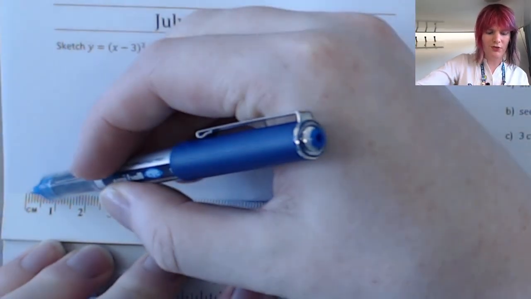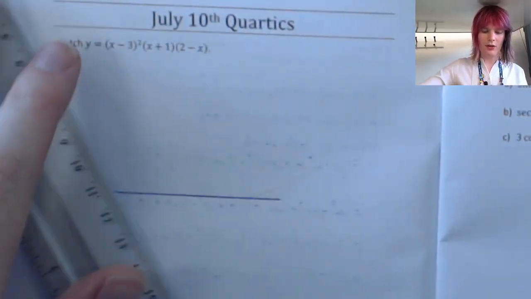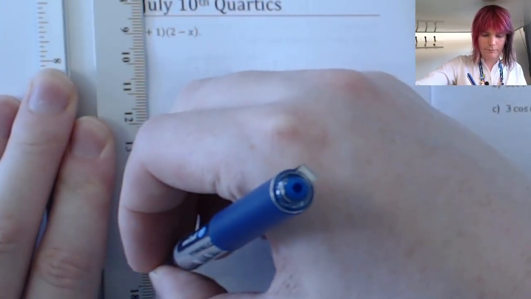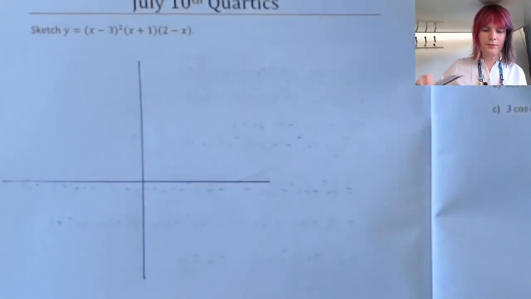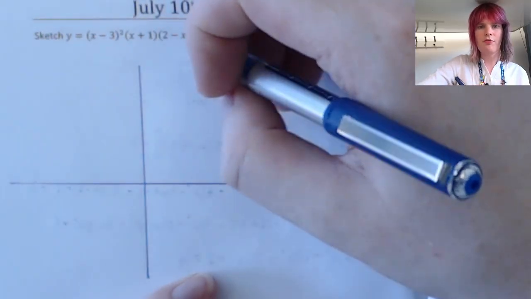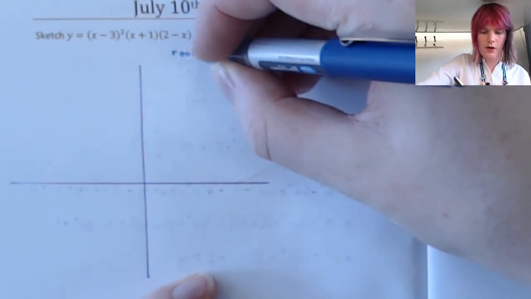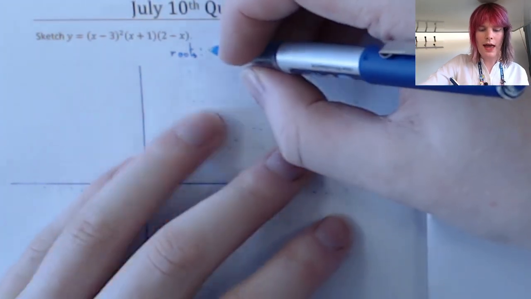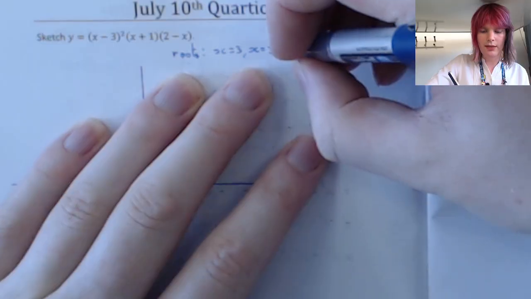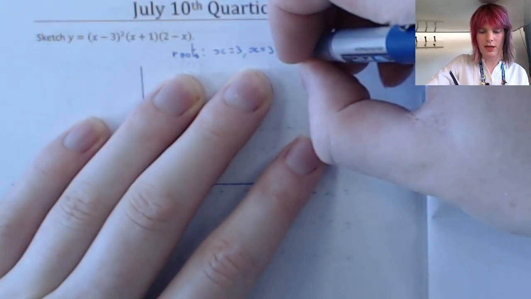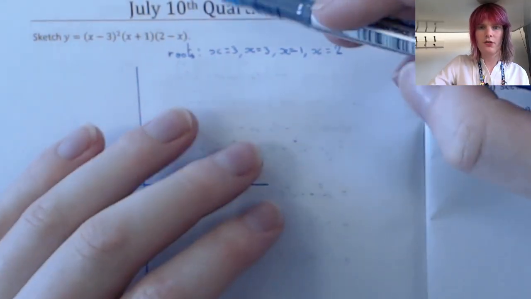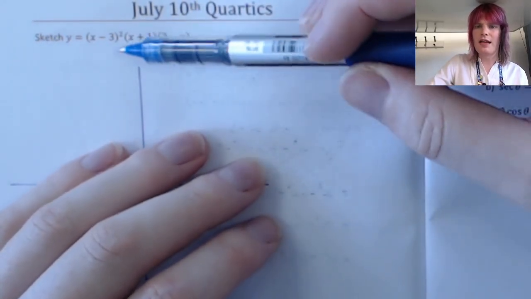And for this question, we've got a sketch of a curve. So we're going to draw some axes. Our key points here, well, we've got some roots, so we can tell the roots from these brackets. Our roots are going to be x equals 3. We're going to get a second one at x equals 3. We're going to get x minus 1, so x is equal to minus 1. And we're going to get x is equal to 2. So that's just from these 4 brackets up there, really.